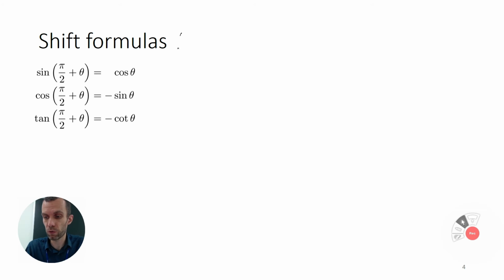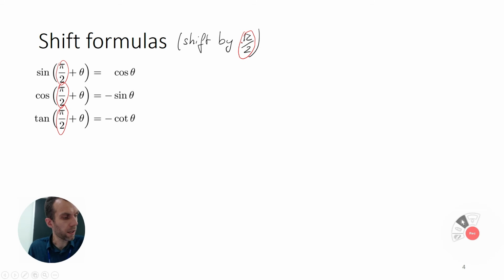So now we're going to shift by pi over 2. So again, you can see here we have pi over 2, pi over 2, and pi over 2. And now we see something interesting happen. We basically have that sine turns into cosine, and cosine turns into minus sine. So they basically flip over like this, if that makes sense.